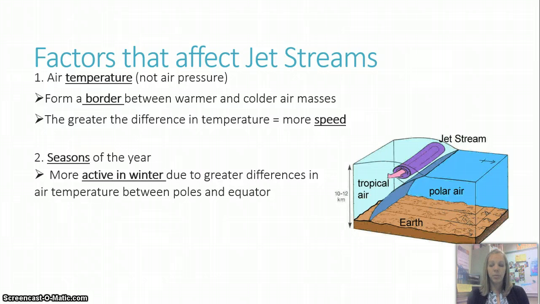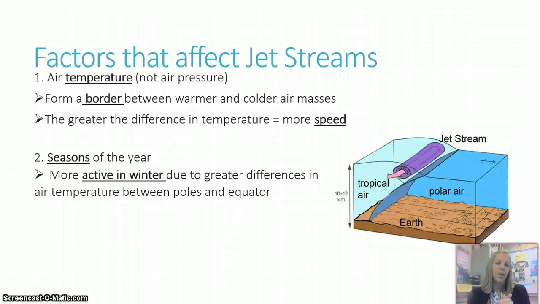Okay, so the jet streams kind of form a border. They form a border between the three different global winds in each hemisphere of Earth, and if the temperature differences are greater, then there will be more speed. If the temperature differences between the two convection currents that are colliding are similar, then they have less speed.